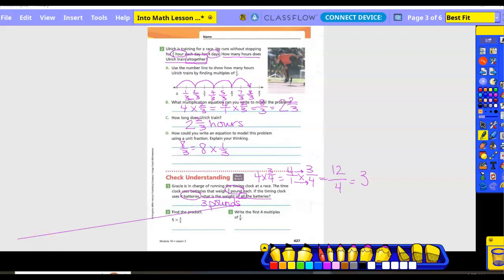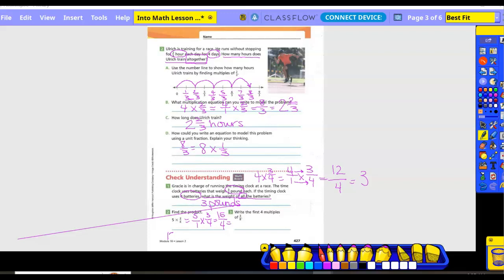Okay, number 2, find the product. So I'm not going to just take 5 in there. I need to make that as what? 5/1 times 3/4. So yes, I needed to make that 5 an improper fraction, right? Okay, so 5 times 3 is what? 15. 1 times 4 is 4. Okay, is that simplified? No.